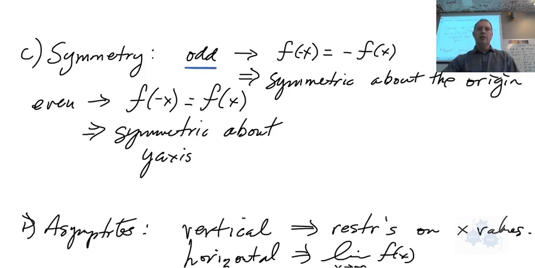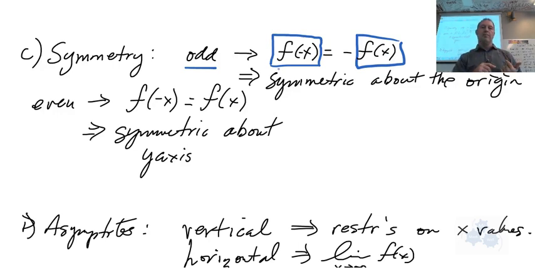But odd symmetry, this happens when you have a positive and a negative x value in the function, and the results, that's the value of the function, you'll have the same number but opposite sign. So if you put a negative x value in and a positive x value in, the results will be either a positive number or a negative of the same number. So that's what this means. And if that's the case, then we know that there is symmetry, and it's symmetry about the origin.